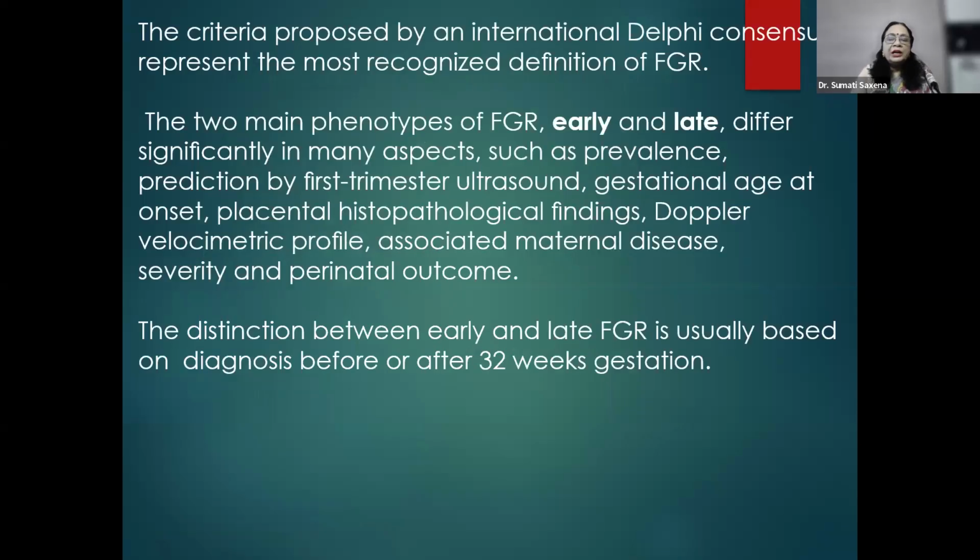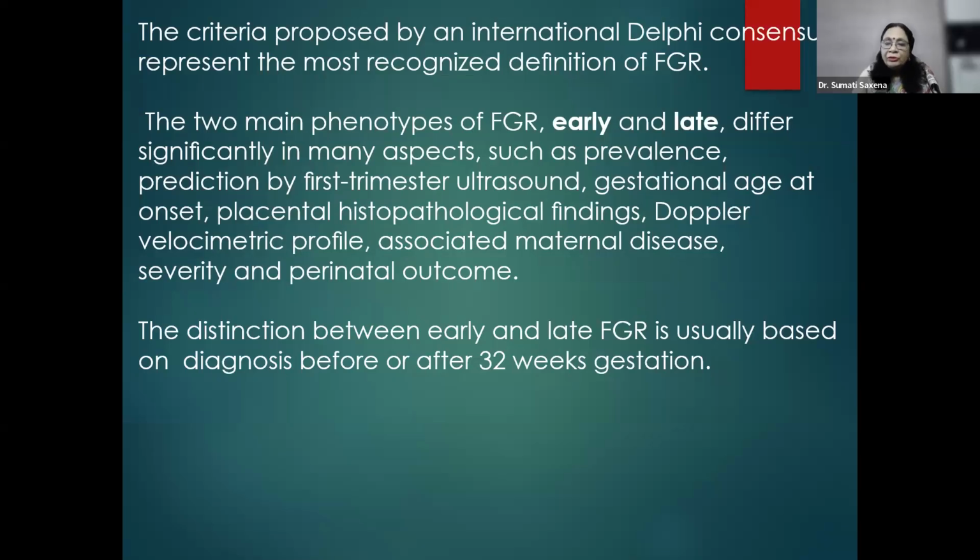So there are two types of phenotypes in FGR, that is fetal growth restriction. It can be early FGR, it can be late FGR. Early means before 32 weeks and late means after 32 weeks. If the FGR is diagnosed before 32 weeks, then it is early FGR. If it is diagnosed after 32 weeks, then it is late FGR.